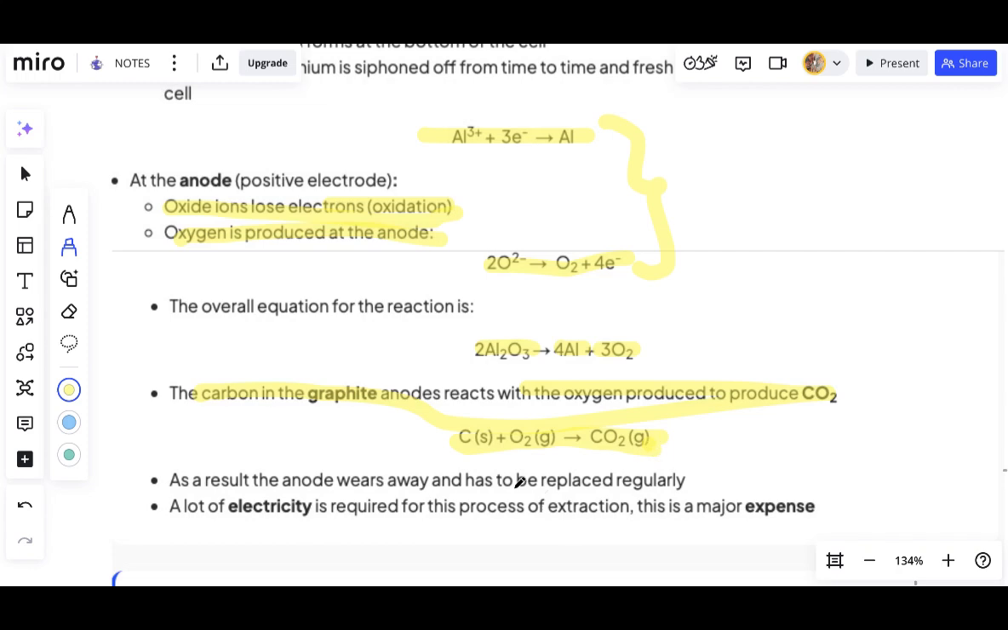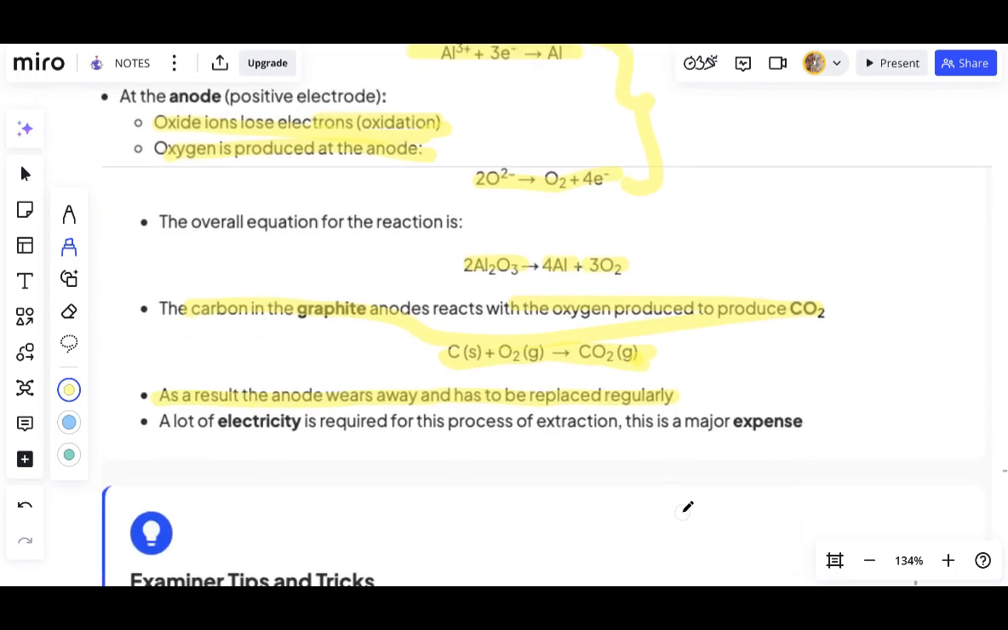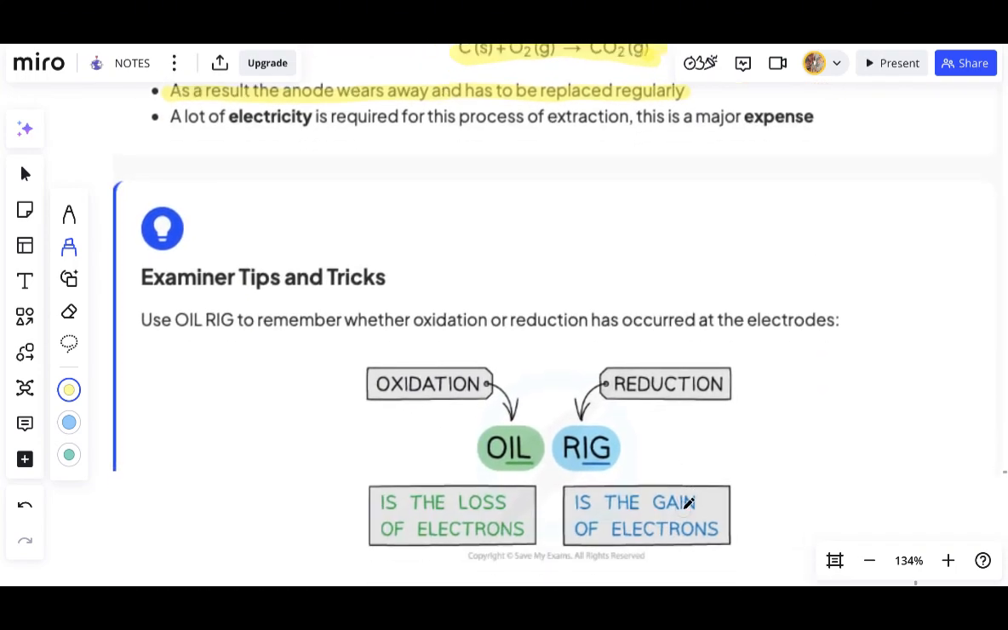So this is a very big Cambridge IGCSE question. They can ask you, why do we always replace the graphite at the anode? Because oxygen is produced at the anode by oxidation. This oxygen reacts with the carbon from the graphite to produce carbon dioxide as a gas, and the gas will always escape. So it's always one off. A lot of electricity is also required for this process of extraction, and this is very expensive. So we have to always replace.